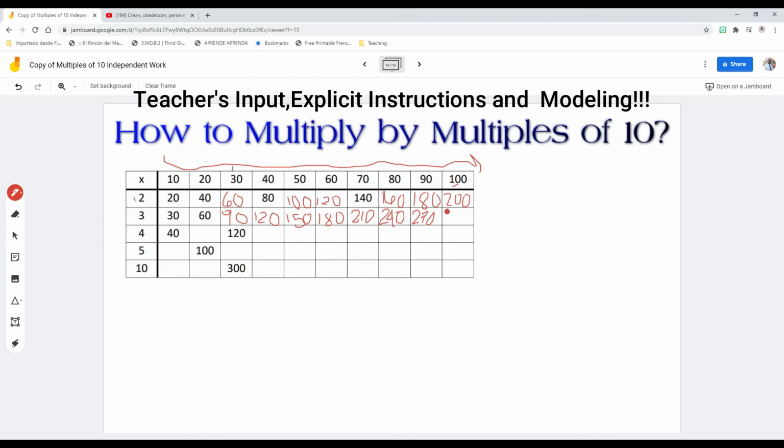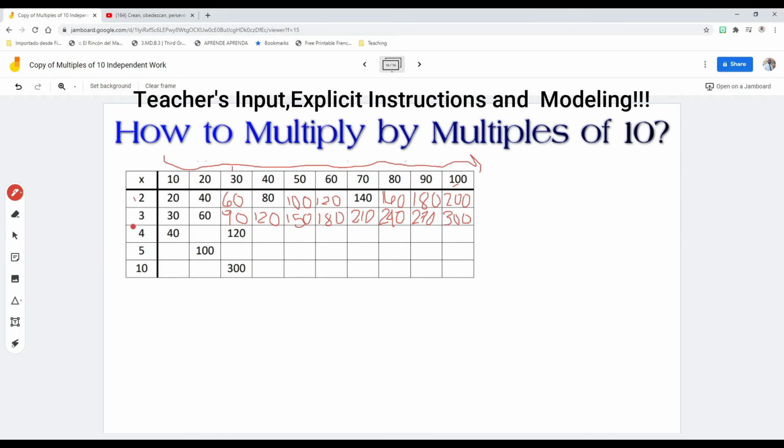3 times 10 is equal to 30, and you add a 0 to it is equal to that. Remember, any number multiplied by 0 is equal to what? 0. So if you do here 3 times 1 is 3, 3 times 0, 0. It's the same, adding the 0 to it, or it's the same if you multiply by that. Remember that any number multiplied by 0 is equal to 0.